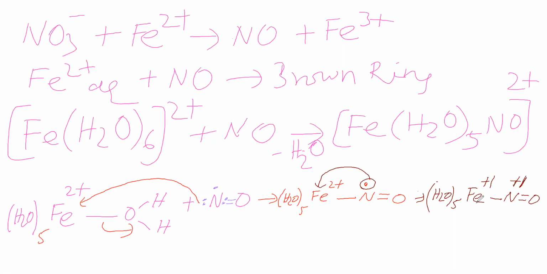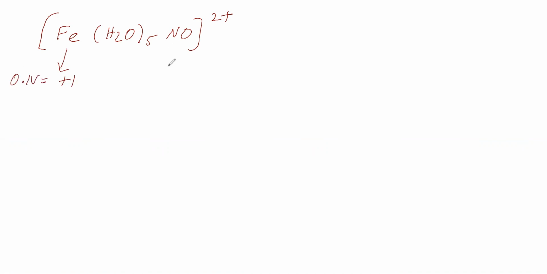Now we write this as [Fe(H2O)5NO]2 plus. This is what is called the brown ring. So what is the formula of the brown ring? The brown ring formula is [Fe(H2O)5NO]2 plus, where the Fe oxidation number is plus 1 and NO has a plus 1 charge. This is called the brown ring.